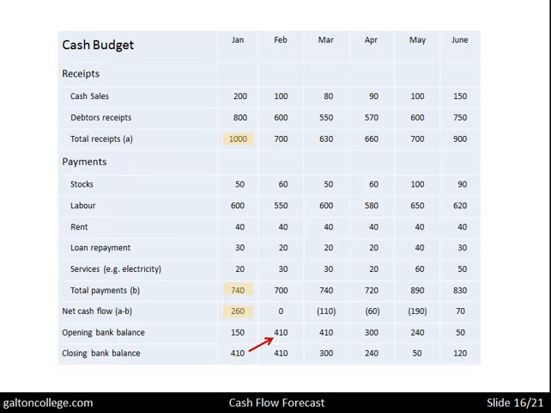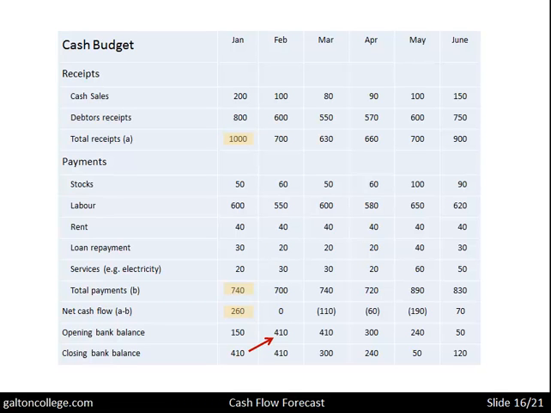Now, the closing bank balance in January is 410. That means the opening bank balance in February is 410. So the 410 is the net cash flow, which is 260 for January, plus the opening bank balance, which is 150. Add 150 to 260, and we get 410. So the closing bank balance is 410. 260 plus 150.